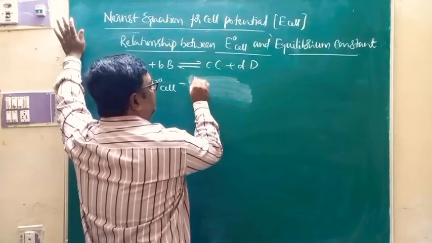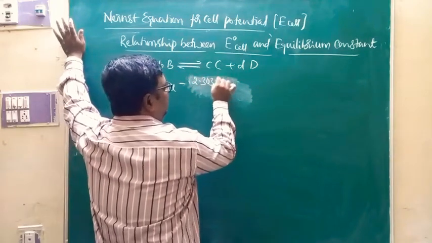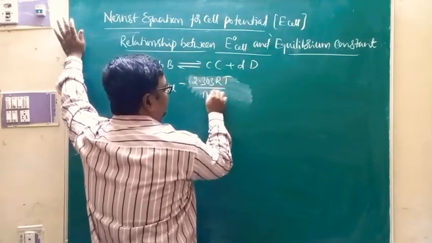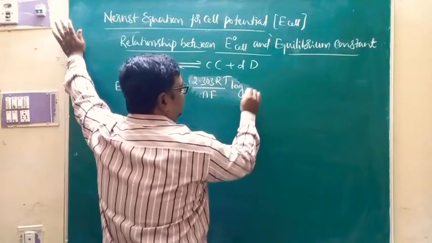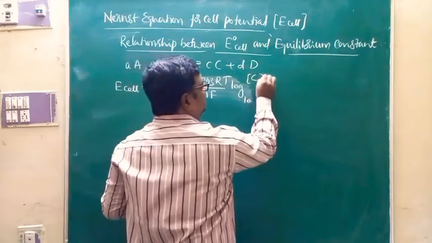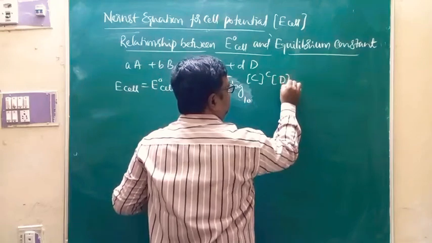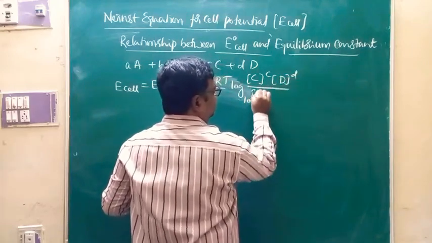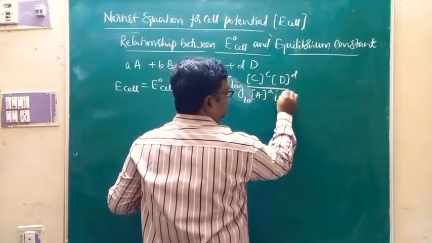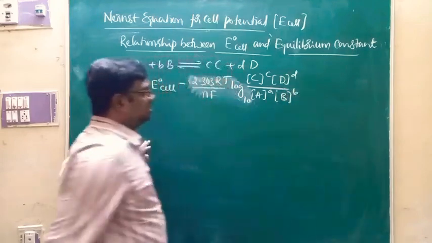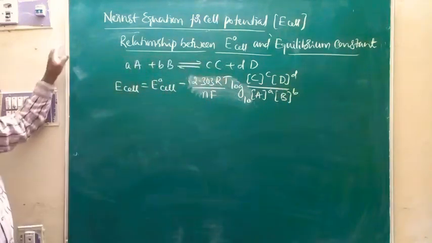That is 2.303 RT by nF log to the base 10 of, say, products C to the power of c, D to the power of d, products divided by reactants A to the power of a into B to the power of b. This is, as it is, the Nernst equation.